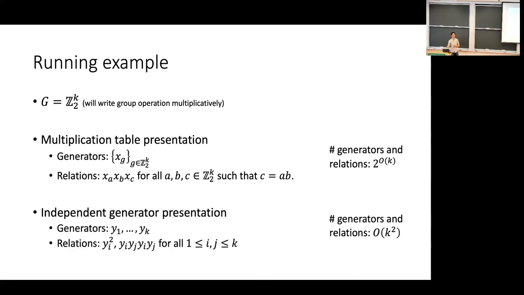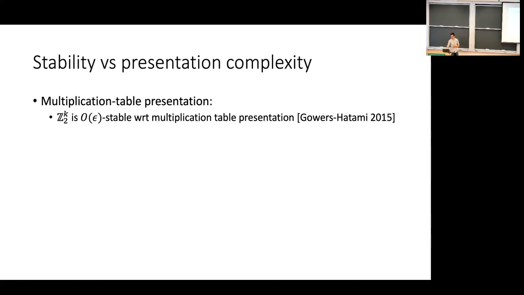How do they differ in terms of the stability of this group? One can show that the multiplication table presentation enjoys very nice stability properties. So Z2 to the k is O of epsilon stable with respect to the multiplication table presentation, meaning that if you have an approximate representation that violates the relations in norm by epsilon on average, then it in fact is O of epsilon close to an exact representation. And you can prove this using a theorem of Gowers and Hatami from 2015.